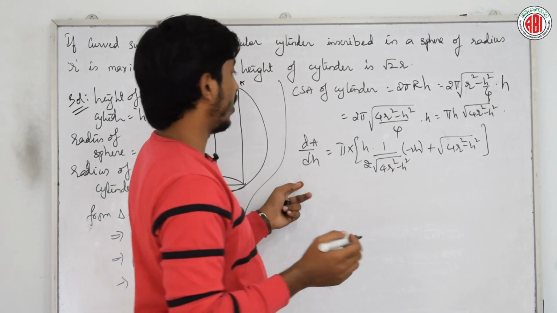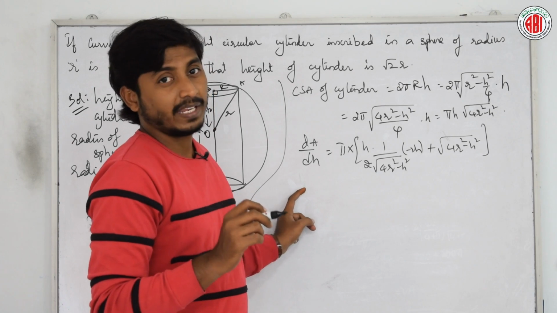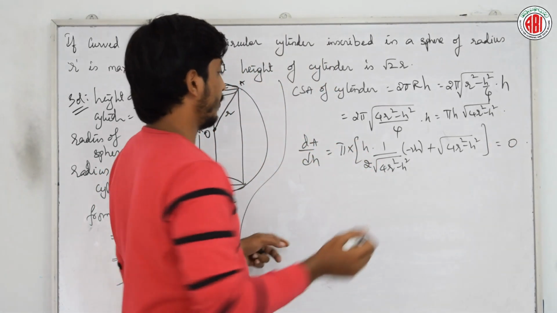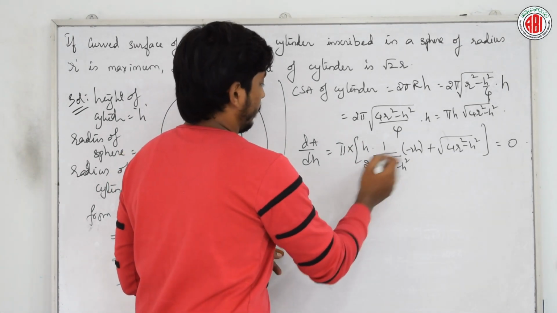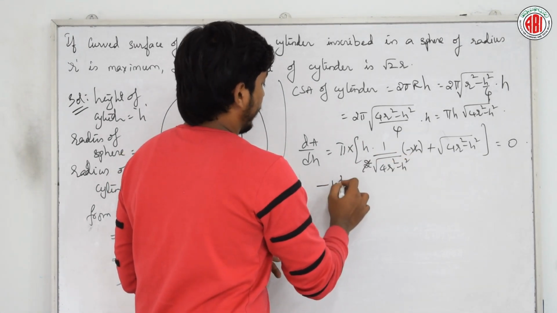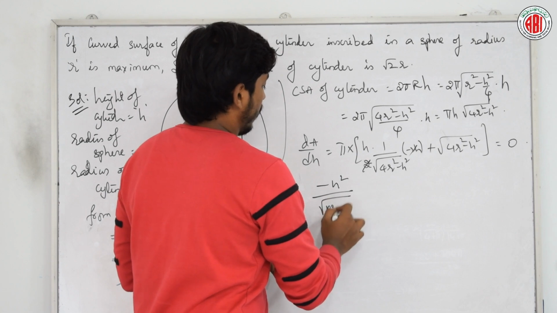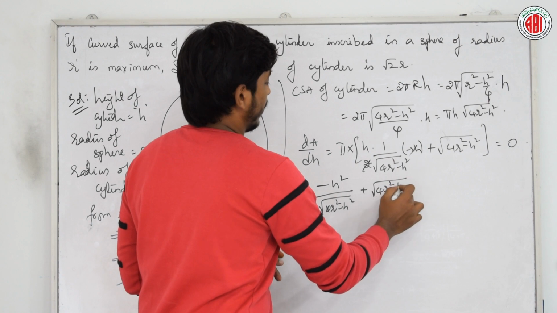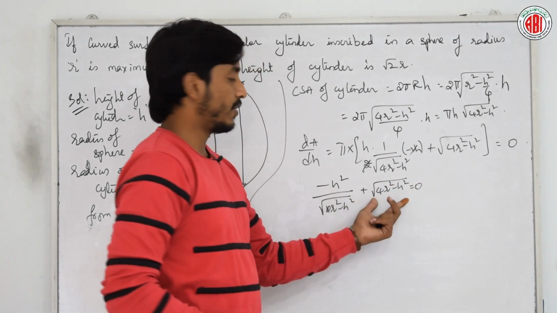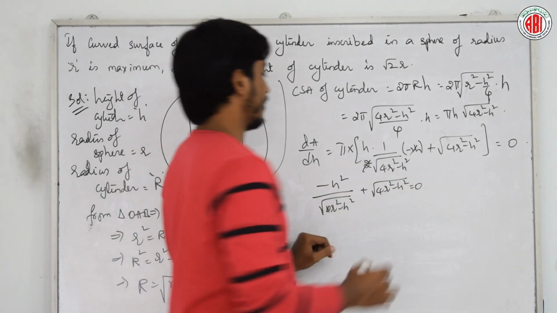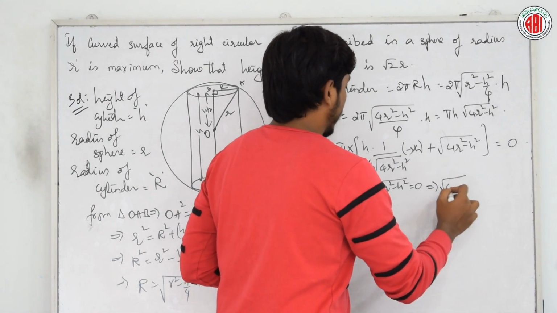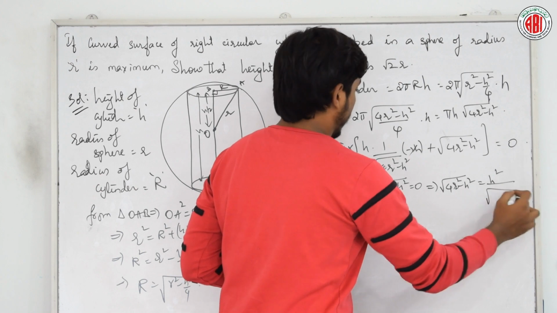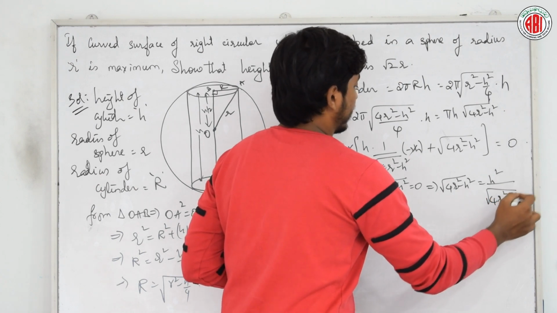So let me differentiate it and equate it to 0. Then I will get the value of h directly. Yes, let us equate it to 0. What do we get? This is a term. Therefore, 2 will get cancelled. Minus h square by under root 4r square minus h square plus under root 4r square minus h square is equal to 0. Let us send this term that side. I will get under root 4r square minus h square is equal to h square by under root 4r square minus h square.